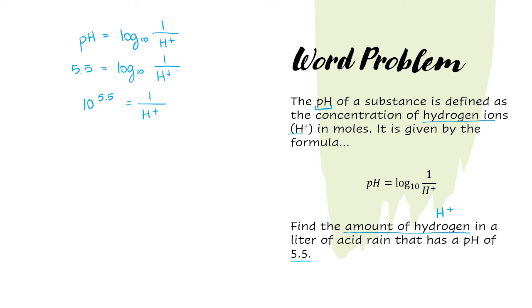Now, if I'm trying to solve for H+, what if we multiply both sides by H+? I'll write that in green here. We're multiplying both sides of our equation by H+. So that's going to look like H+ times 10 to the 5.5 is equal to 1. Okay, so we need to now divide both sides of our equation by 10 to the 5.5 power.